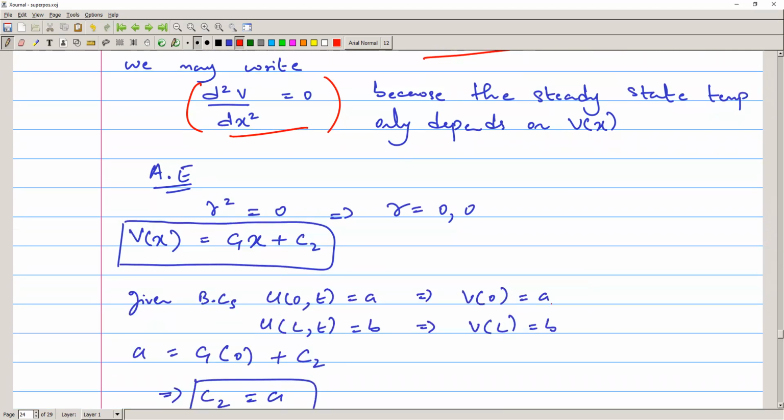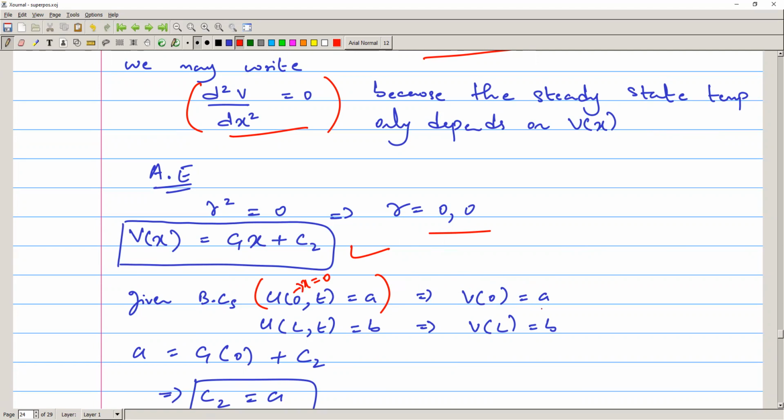Now we will solve this ordinary differential equation by using the auxiliary equation. We know that the auxiliary equation for this equation will be r² = 0. Therefore, the roots are 0, 0, and the solution is given by c1x + c2, right? Then we will apply the boundary conditions. We know that the boundary conditions are given: u(0,t) = A. This actually tells that v(0) = A, right? Because this 0 means this is at x = 0, right?